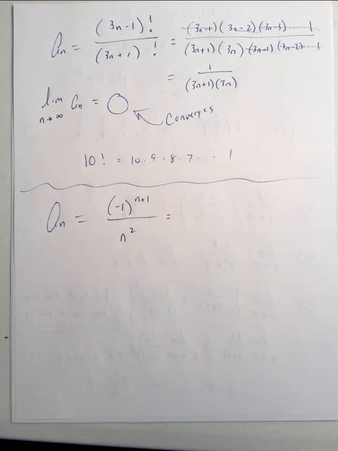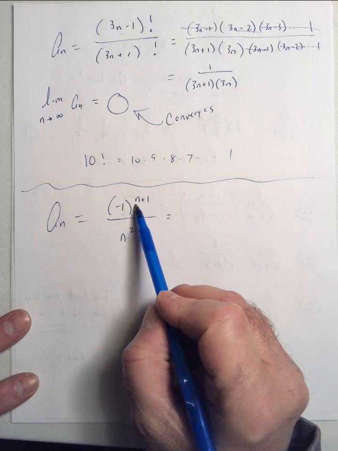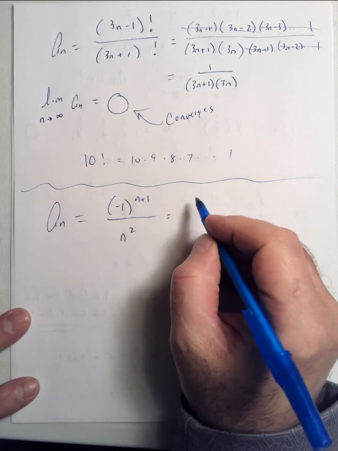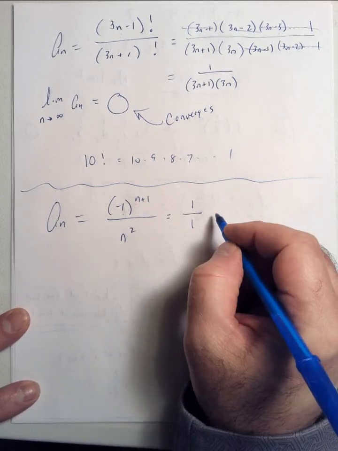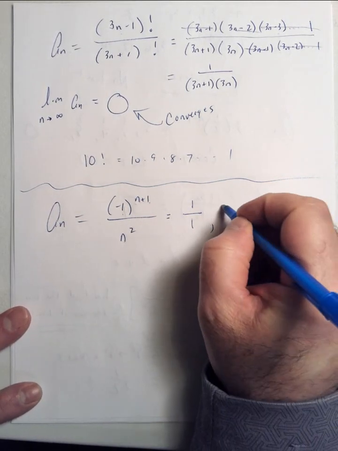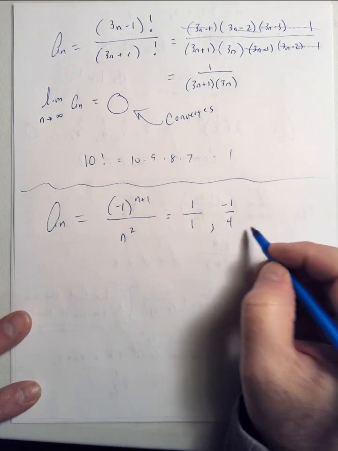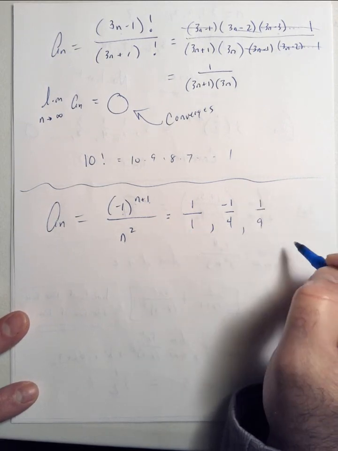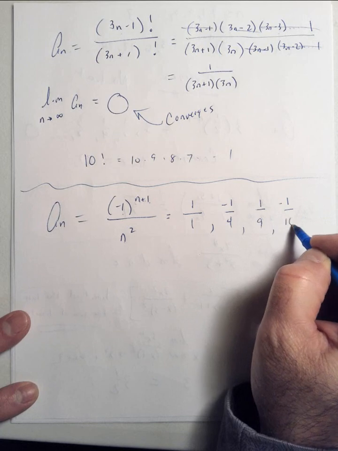Hopefully you're looking at this and saying, okay, I know what that limit is. If not, write out a few terms. Remember, n starts at 1, then goes to 2, then 3, because it's a sequence. So when n is 1, negative 1 squared is 1 over 1. That's the first term, right? When n is 2, this becomes odd, so it's negative 1 over 4. When n is 3, this becomes even, 1 over 9. So we can see what the next term is going to be.